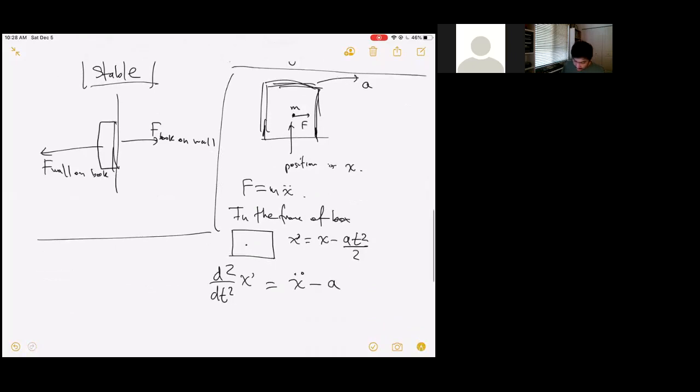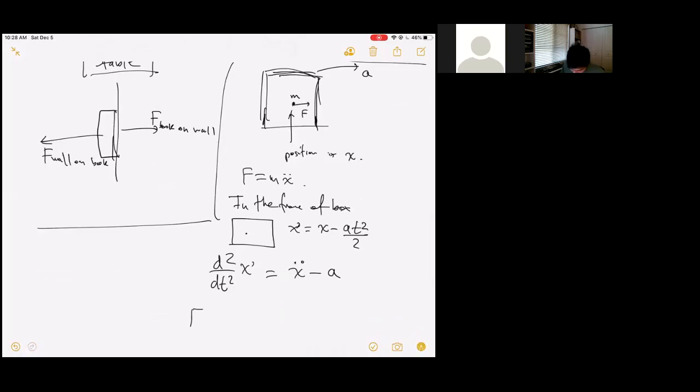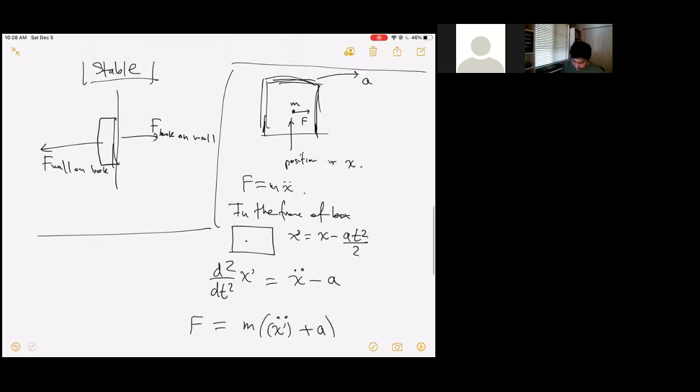which means that the F equals ma equation will now read F equals... I think I've messed something up here. Sorry, just give me a sec.